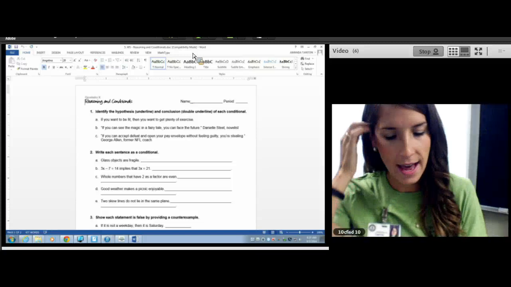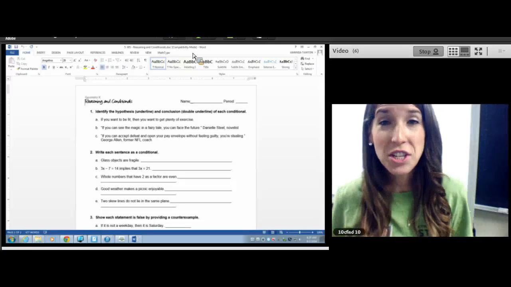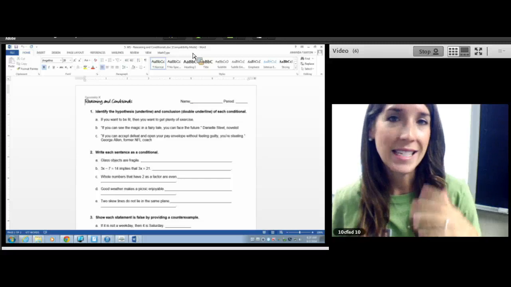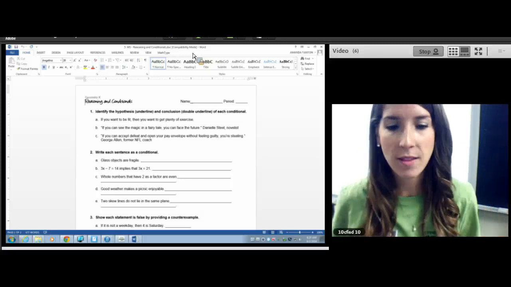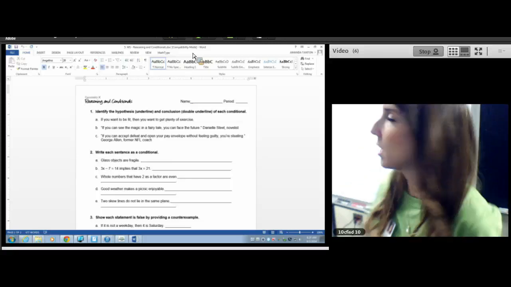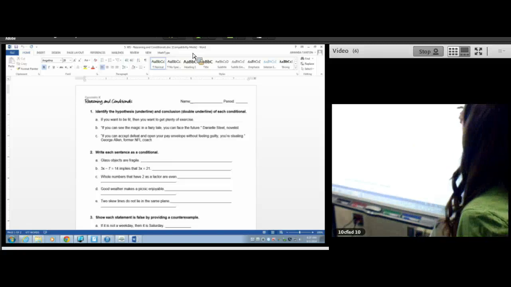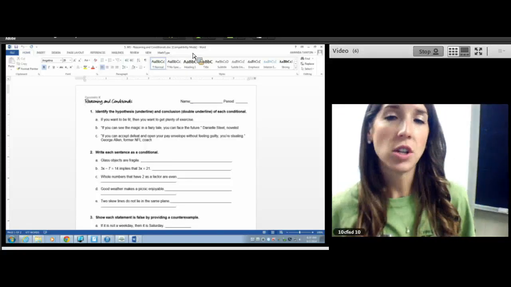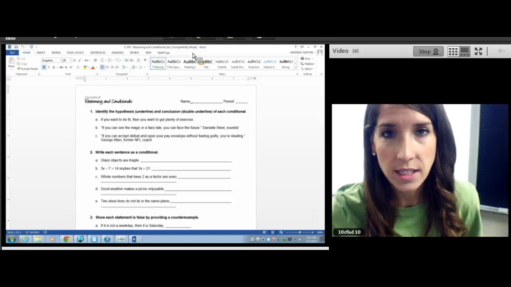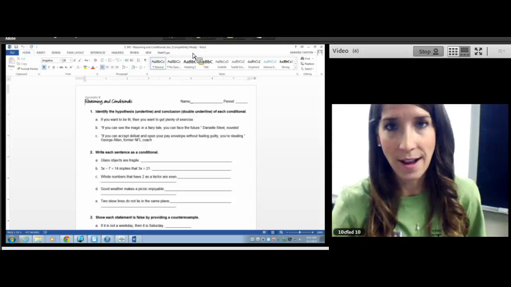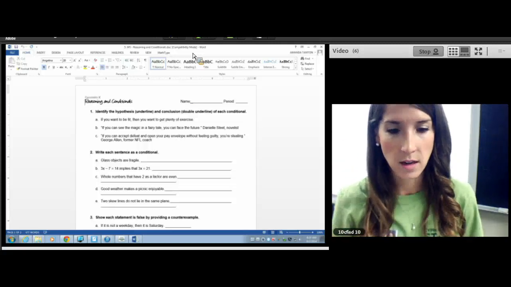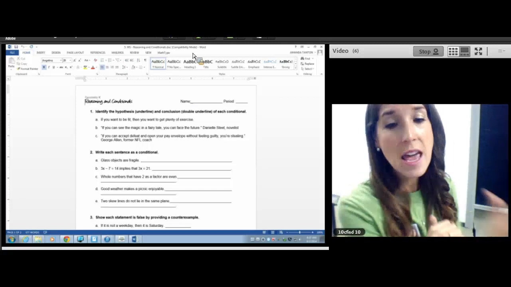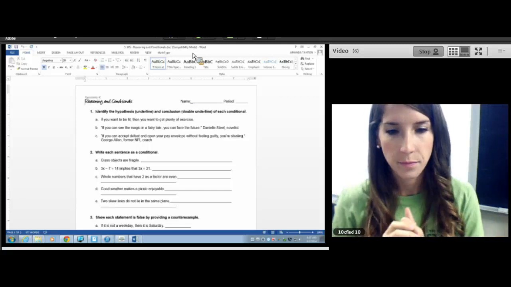Write each sentence as a conditional. The definition of a conditional is an if-then statement. So all you're doing is inserting if and then and making the sentence make sense. So if you're asking about number 2, glass objects are fragile. To turn that into a conditional, you would say, if an object is glass, then it is fragile. If, then. You would not want to switch the hypothesis and conclusion. You would not want to say, if it's fragile, then it's glass.